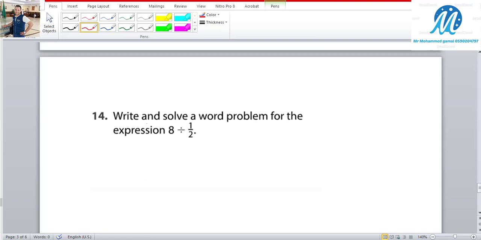Only here, question 14, he is asking you to write a word problem about this: 8 divided by a half. Of course the answer is going to be what? Just multiply the 8 by the 2. Quick, it's going to be 16, right? There are 16 halves in 8. To write a word problem about this, you can do it by yourself. Any word problem you like, any story about this. You can say, for example, how many halves in 8 pizzas? You can say it like this.